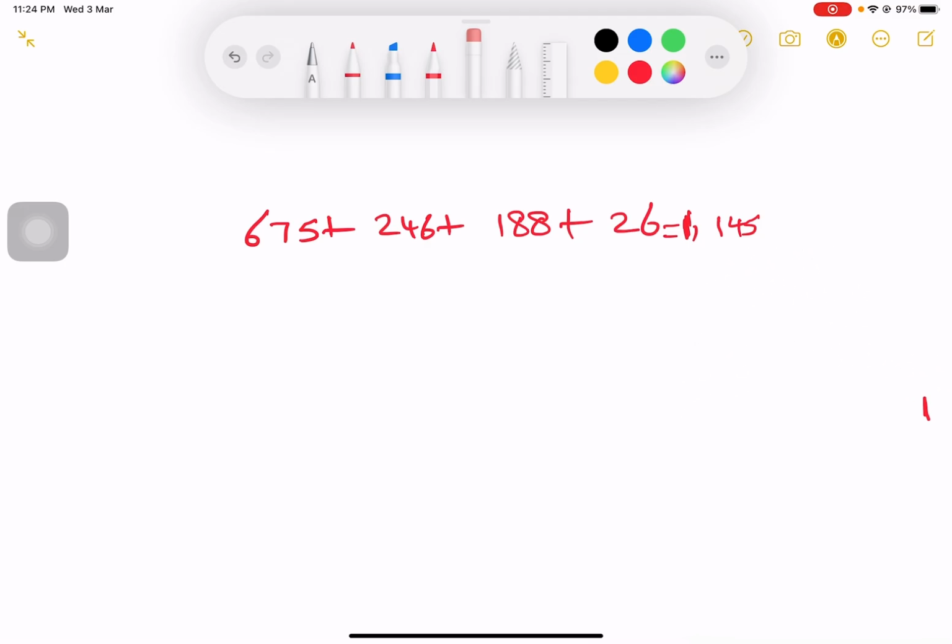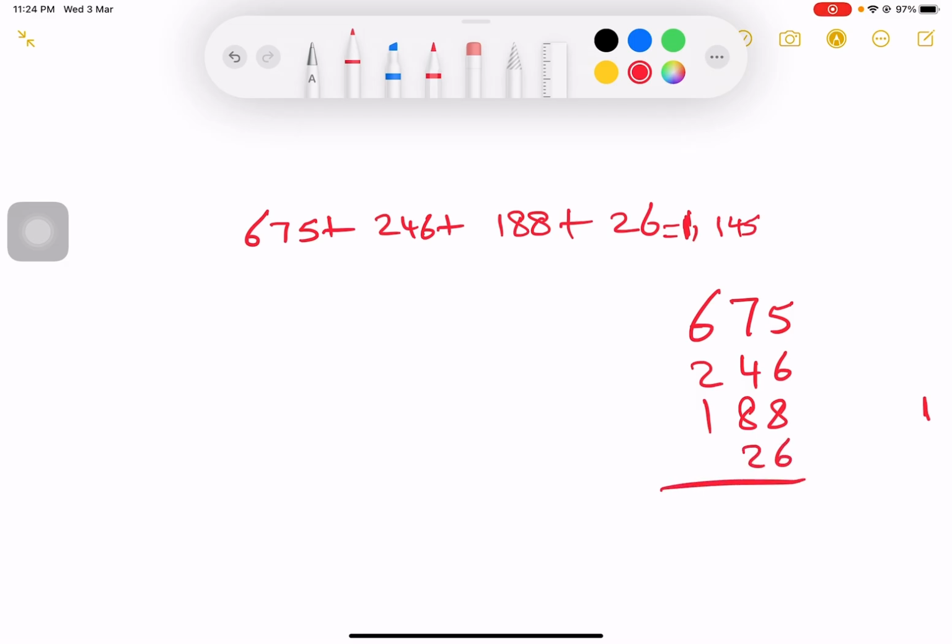I will add it again. 675, 246. Make spaces between the digits. It will be easy for you. Yes. Okay. Now.